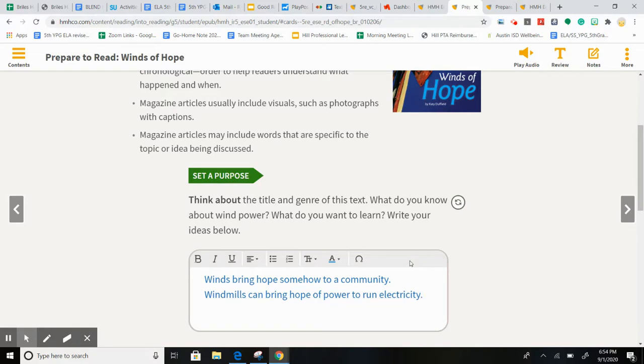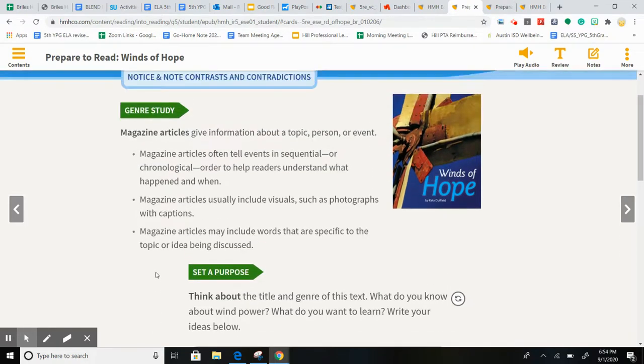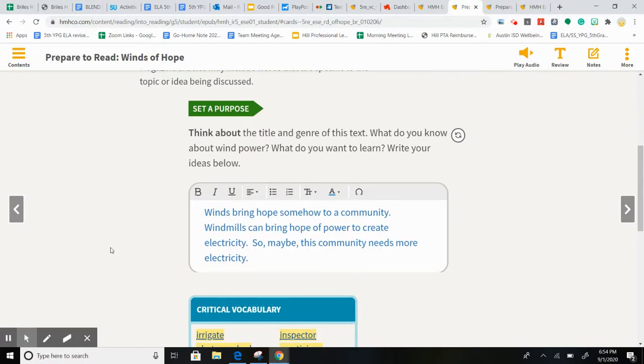I mean, I know they do. Windmills can bring hope of making power to create electricity. I like that word better. Okay, so maybe this community needs more electricity. All right. So now we have a purpose for reading. We have a prediction. We're using our cover and our title, and we're ready to go.